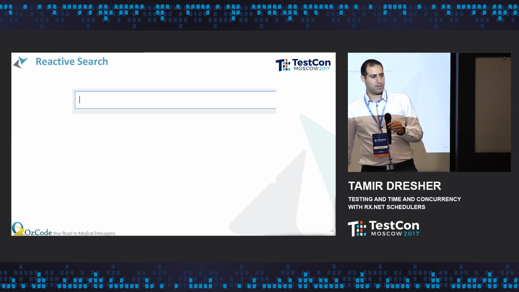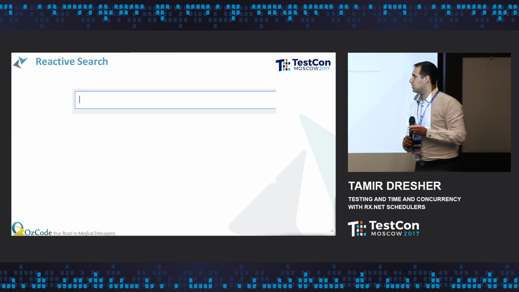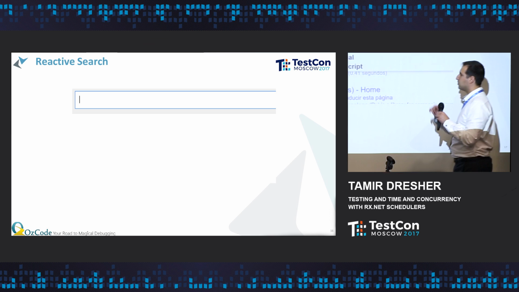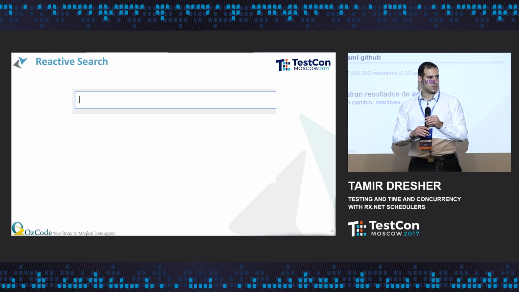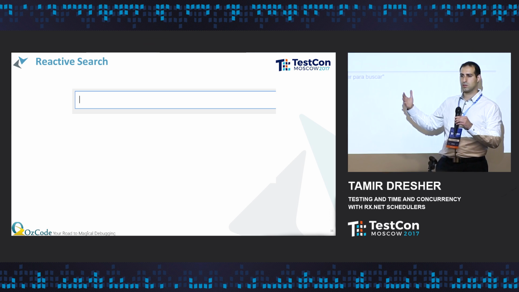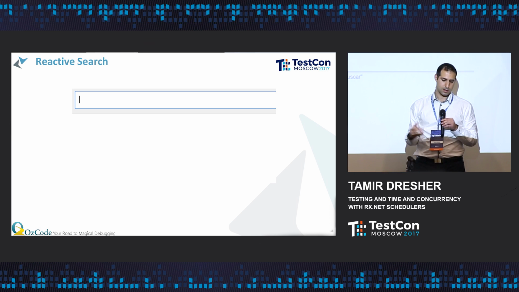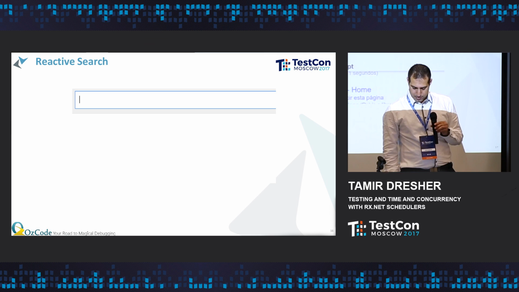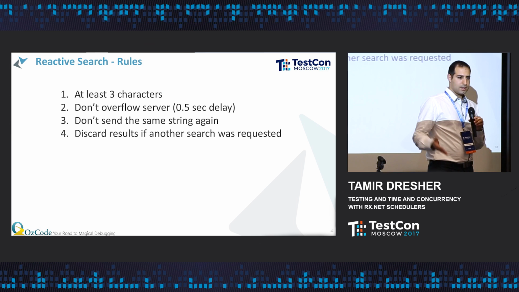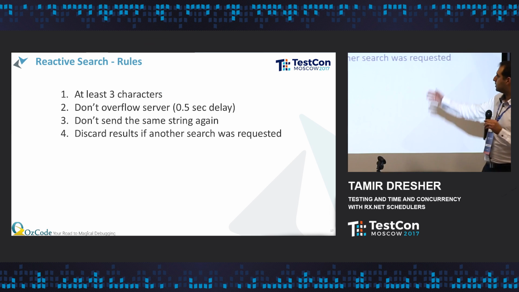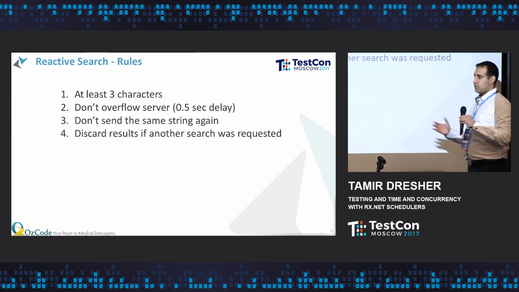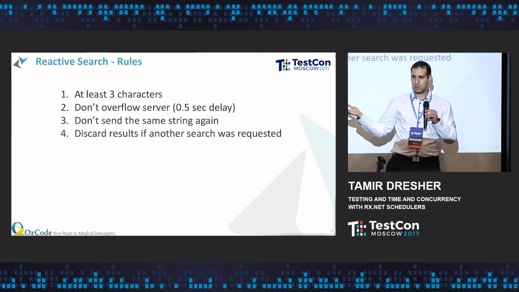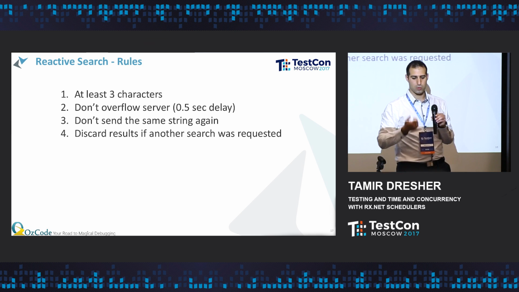Let's look at an example. Let's say I want to create an application with a text box, and while I'm typing some values in the text box, I want to show the user the search results immediately. This is something really common in applications. The gotchas in this kind of application are the rules that I have. For starters, I want to have at least 3 characters before I do a search. I don't want to search short words.